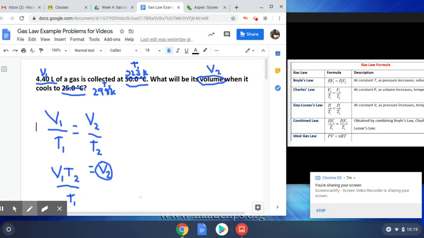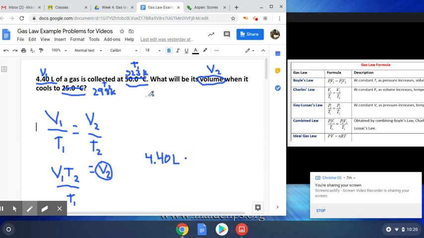Now, one thing I want to say, be careful that you're actually plugging in the right stuff in the right place, okay? Because a lot of kids will get this far and then they just read the problem and they do V1 T1 over T2. You want to make sure you're putting the right stuff that you already labeled in the right place. So V1 is 4.40 liters. And you're going to multiply that by T2.